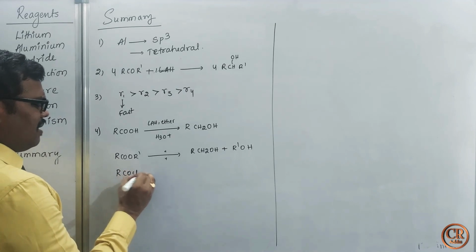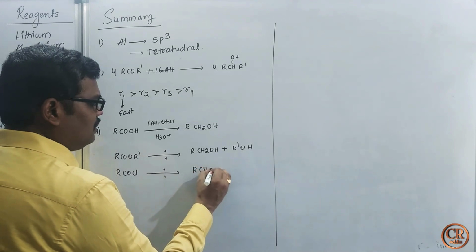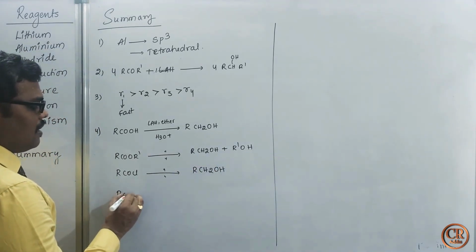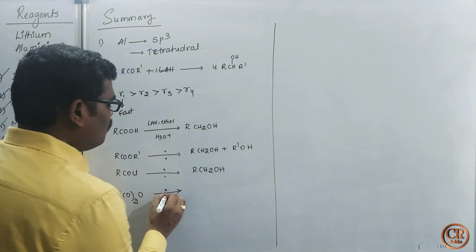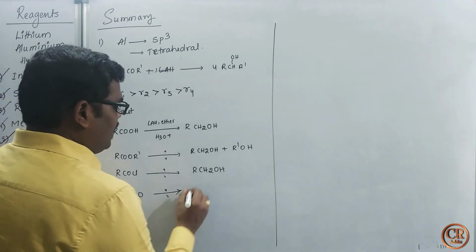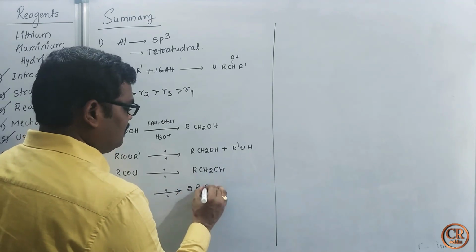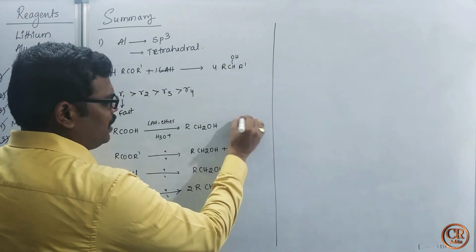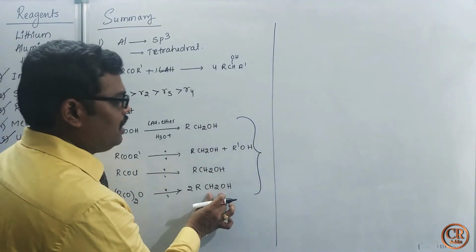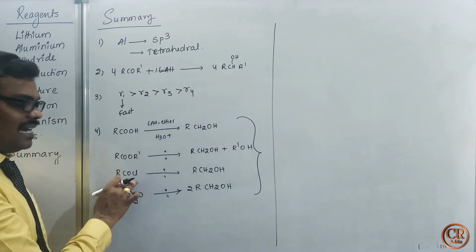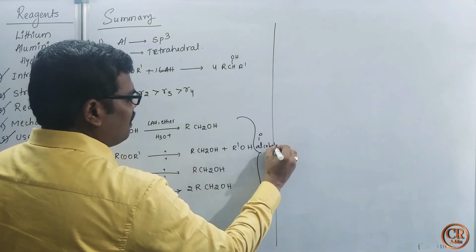Next, acid chloride, RCOCl, when reacted with lithium aluminum hydride in ether followed by acid hydrolysis gives RCH2OH. Acid anhydride, (RCO)2O, when reacted with lithium aluminum hydride in the presence of ether followed by acid hydrolysis gives alcohol. See here, an important point: this is primary alcohol, this is primary alcohol, this is primary alcohol. So carboxylic acid, ester, acid halides and anhydrides all give primary alcohols.